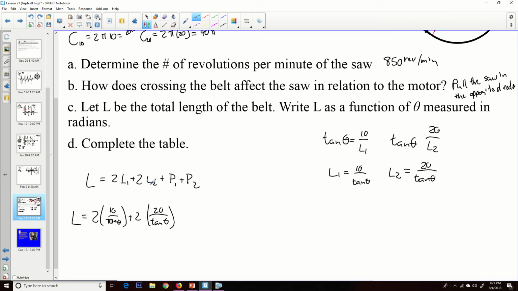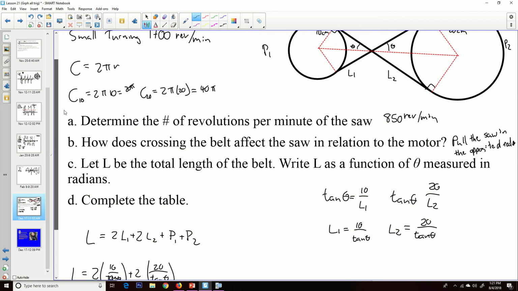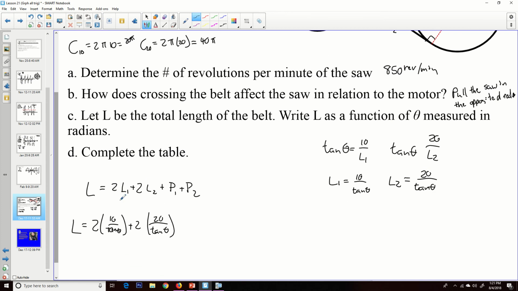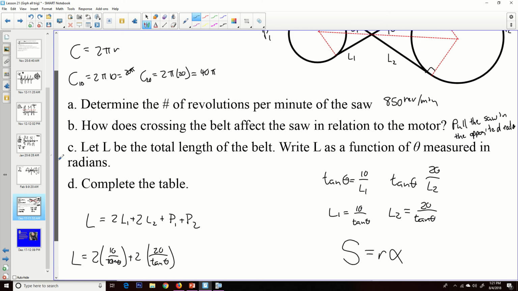All right, so let's figure out what P is. If you remember, the arc length equation is S equals R theta, but we're going to call it alpha because we've already used theta. So our arc length is S equals R alpha.